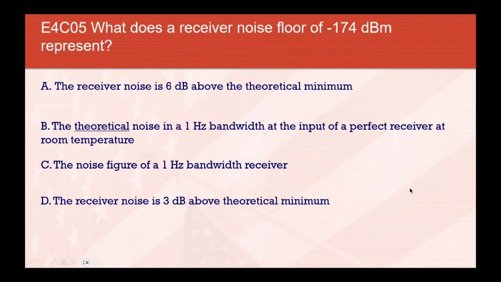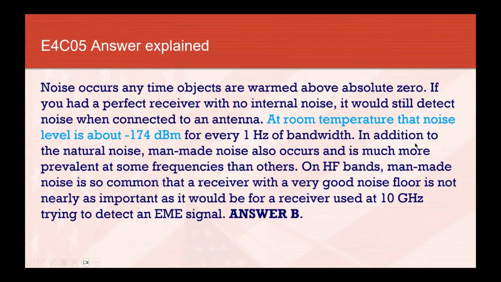Receiver floor of minus 174 dBm is that theoretical, and the key to look for there is theoretical. Of a 1 hertz bandwidth in a perfect receiver. That tells you why it's theoretical, doesn't it? We don't deal with 1 hertz, and there's no such thing as a perfect receiver.